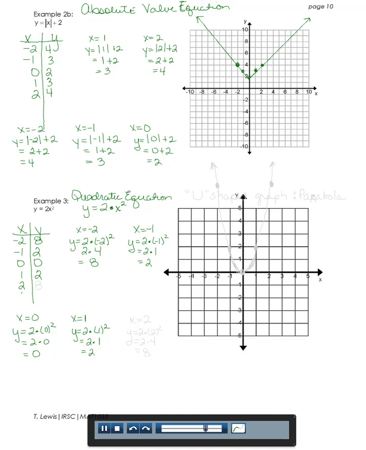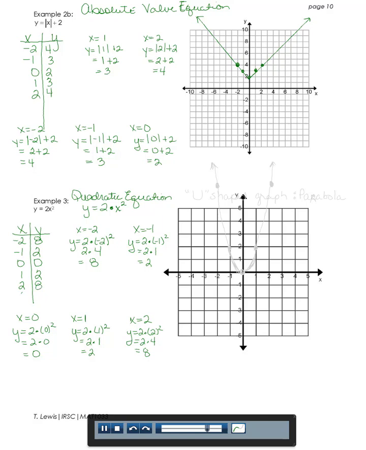Are you seeing a pattern? What's on the negative side versus the positive side? Because you would already know, if we substitute positive 2 in, what would y be? Y is equal to 2 times 2 squared. 2 times 4, 8.